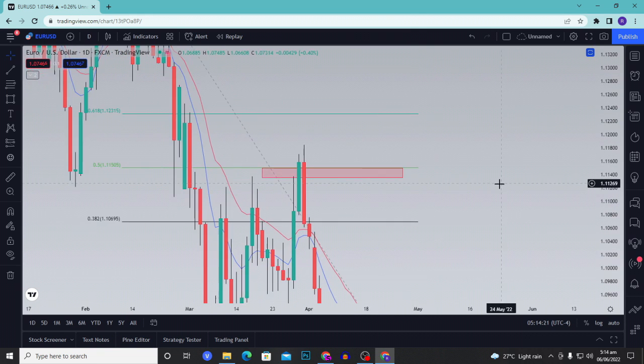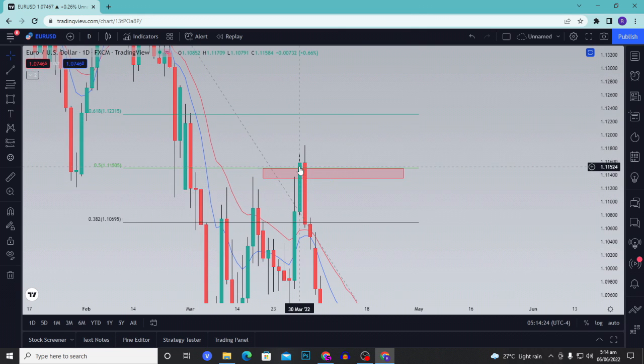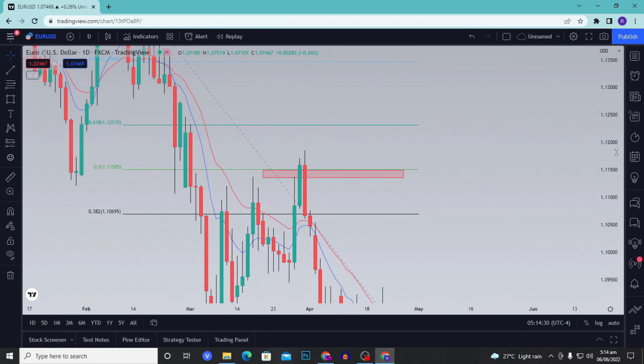But you could have still had your entry at the 50. So it's the same stop loss, same take profit, everything. Just drew the box a bit wrong.